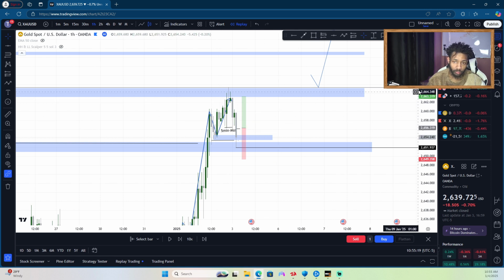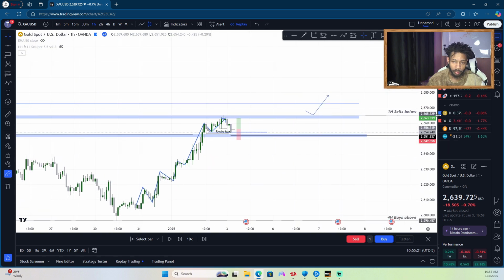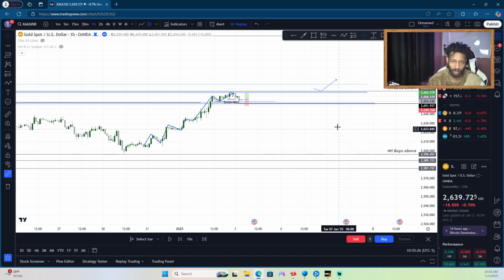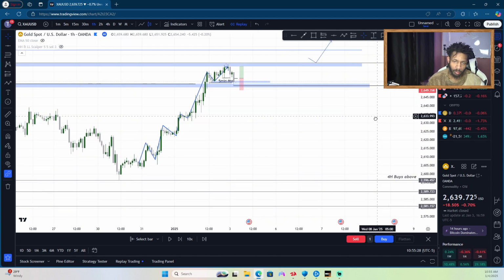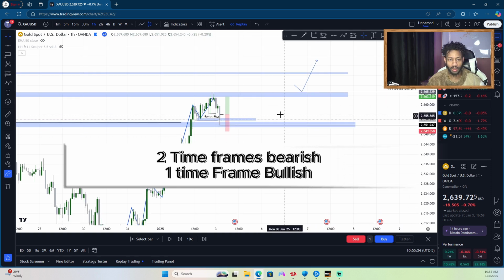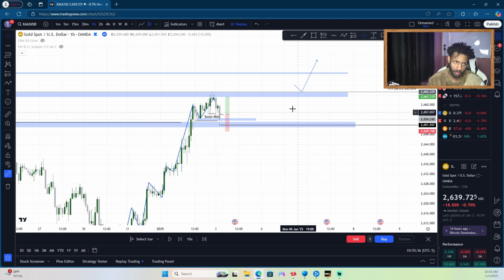So, a little recap. We were bearish on the daily time frame, bearish on the 1-hour time frame, and bullish on the 4-hour time frame. I have one time frame telling me to buy, two time frames telling me to sell. So the chances of my buys actually playing out is less probable, simply because I have more time frames telling me to sell than to buy. That's the main reason. But before we get into it, let's also get into the entry.